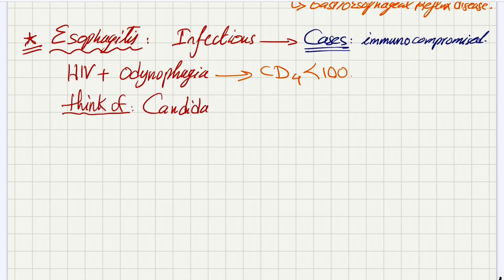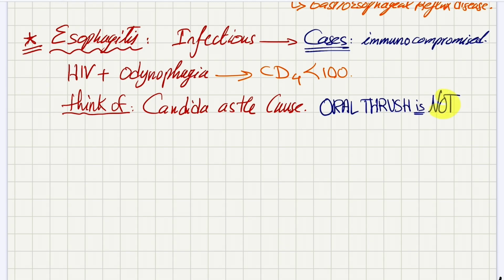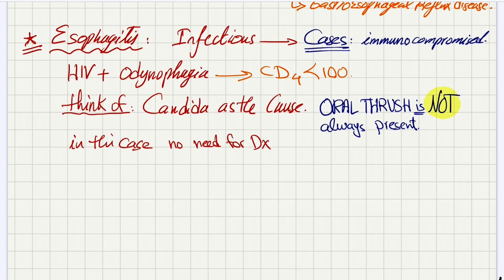So we have Candida as a fungal cause, and usually when we think of Candida, we can have oral thrush, but this is not always the case. So if the case does not mention oral thrush, this does not rule out Candida as the cause. So in this case, we start empiric therapy. We make the diagnosis clinically. So we don't do any diagnostic workup.